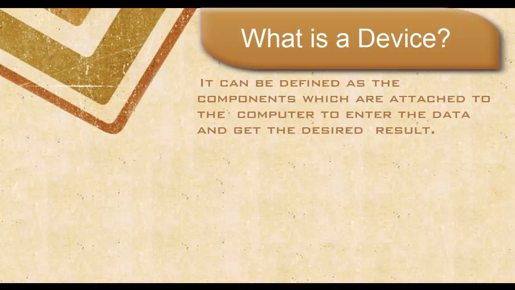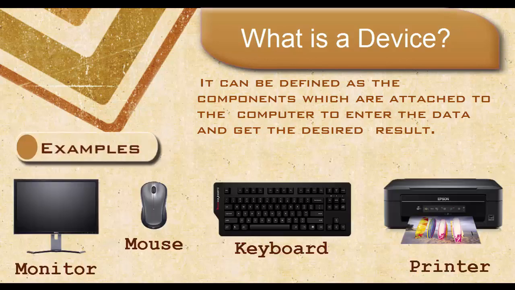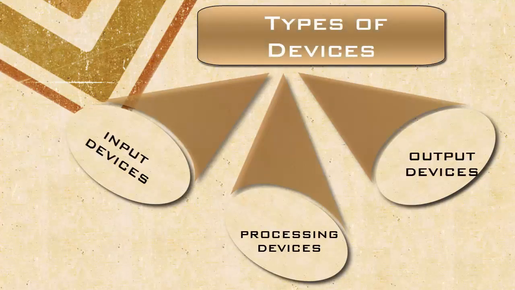Now, what are devices? A device can be defined as the components which are attached to the computer to enter the data and get the desired result. For example, monitor, mouse, keyboard, printer, etc. Now, types of devices. There are three types of devices: input devices, processing devices, output devices. One by one, we will discuss all of these.